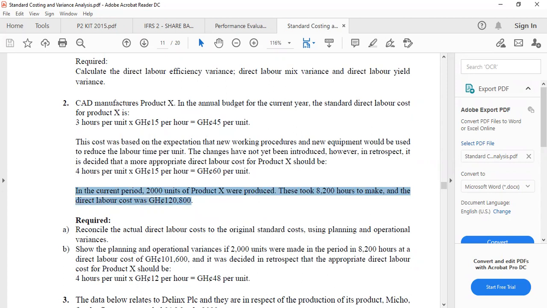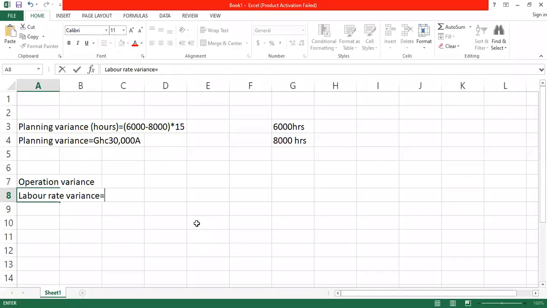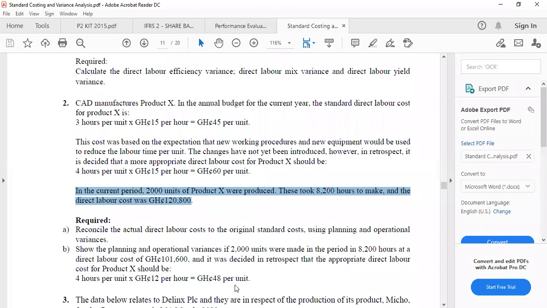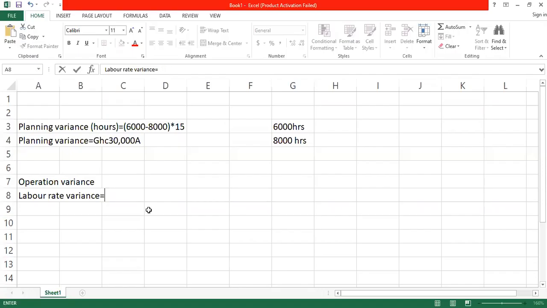So what is our standard rate? 15. Okay, our standard rate is 15. But calculate the actual rate for me. 14.73. You can see that the decimal is recurring, isn't it? So what you are going to do is just use the standard rate to multiply the actual hours worked, which is 8,000, and minus the actual amount paid.